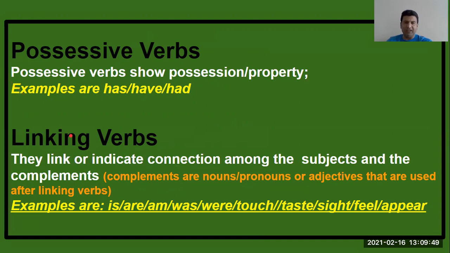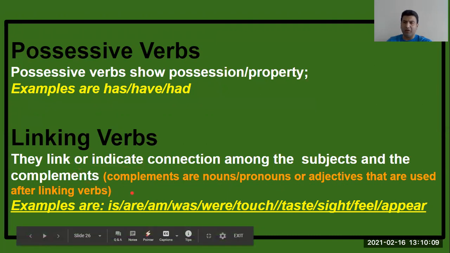After that, we have linking verbs. They link or indicate connection among the subjects and the complements. So what is a complement? Let's have a look at its definition. Complements are nouns, pronouns, or adjectives that are used after linking verbs.